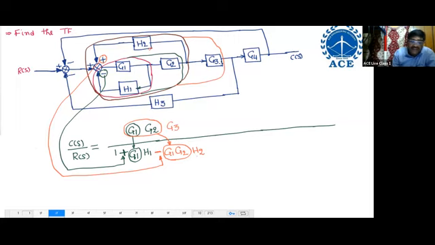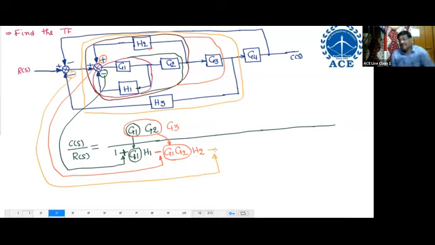But including G3, all this G1, H1, G2, H2, G3, we are having a feedback with H3 like this. So that means what we can do? Opposite sign of the feedback. Opposite sign means here minus, so here what happened? Plus. Minus means plus.